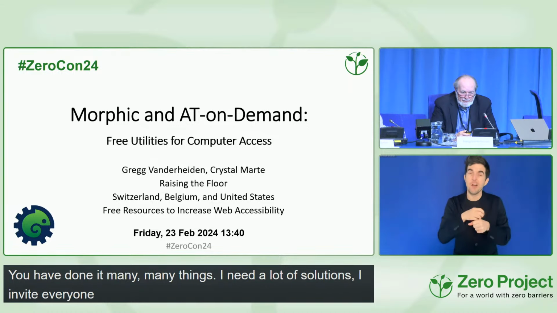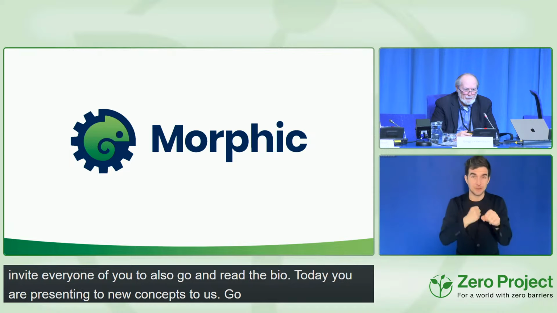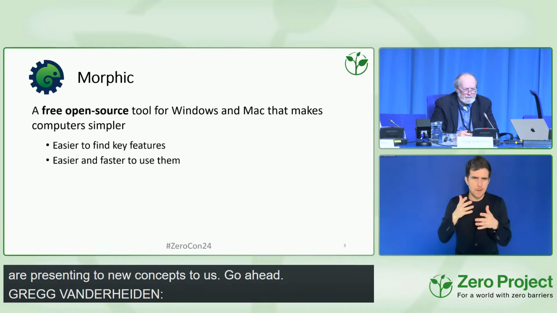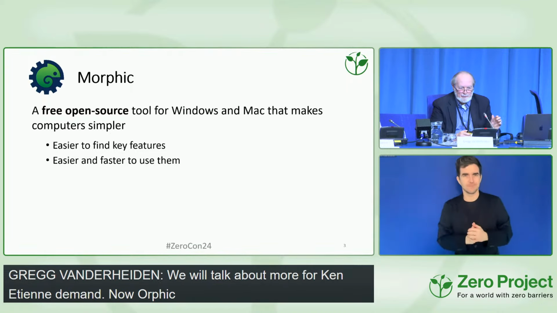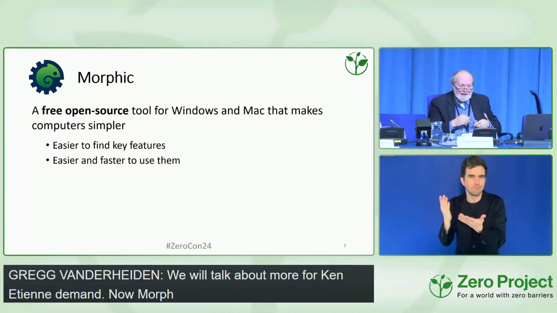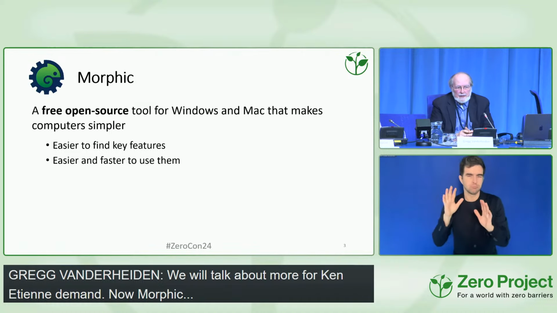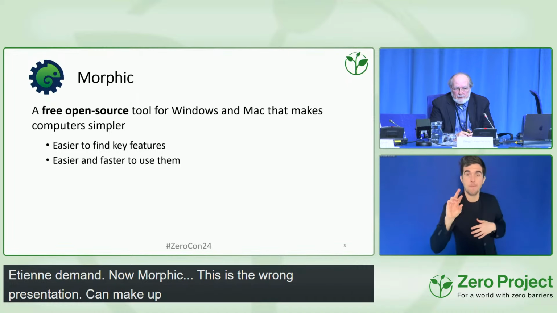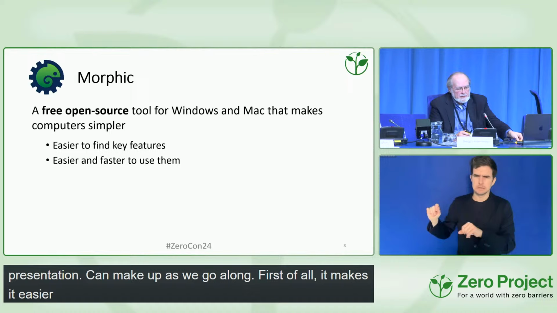Thank you. So we want to talk about Morphic and AT on demand. Now, Morphic is a free open source tool. This is a different presentation. Okay, well, we're going to make this one up as we go then. This is a free open source tool for the Mac that makes it easier and simpler to use. First of all, it makes it easier to find the key features that are built into the Mac and Windows, and it also makes them easier to use.